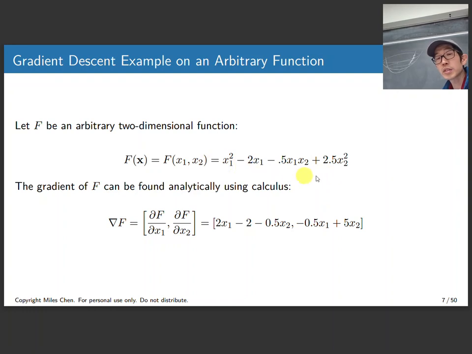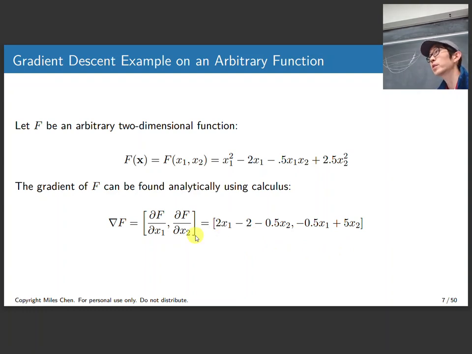Okay, now I want to take the partial derivative of this with respect to x2. And so there's no x2 here, so that zeroes out. This zeroes out. I'm going to get minus 0.5x1. And then here I get 5x2 for the partial derivative with respect to x2. So now I have a vector where the first component is the partial derivative with respect to x1, and the second component is the partial derivative with respect to x2. Okay, and so this is my gradient.